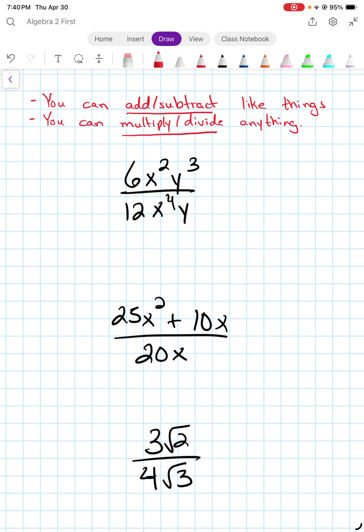Video, we're going to actually divide some expressions. And just again, another reminder, you can multiply and divide anything. You simply multiply or divide the pieces that are alike. And when I say alike, I'm talking about like the numbers 6 and 12.